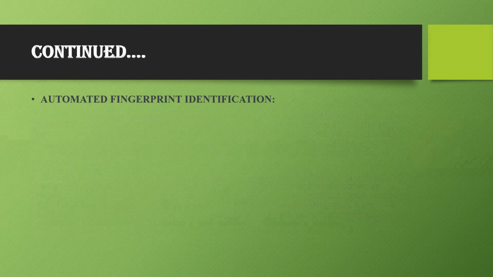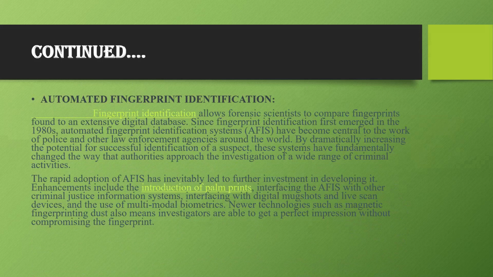Next one, and last one, is automated fingerprint identification. Fingerprint identification allows forensic scientists to compare fingerprints found to an extensive digital database. Since fingerprint identification first emerged in the 1980s, automated fingerprint identification systems have become central to the work of police and other law enforcement agencies around the world.